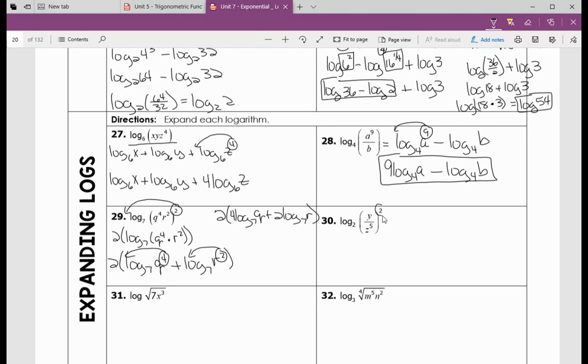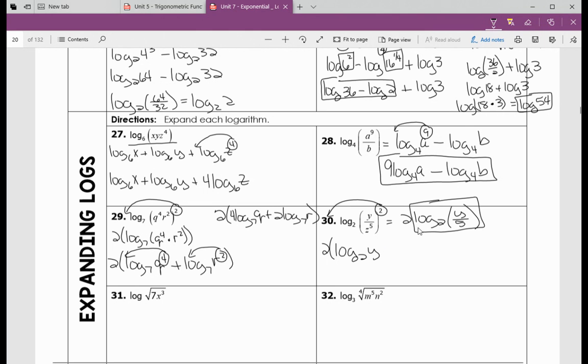Here, same thing. This 2 goes out in front, so that would become 2 times the logarithm base 2 of that fraction y divided by 5. So I'm now going to take all of this and rewrite it as 2 separate logarithms. But remember, that 2 goes to all of it. So 2 times log base 2 of y minus log base 2 of 5. I use a minus sign because I do have a fraction. And that would be my final answer.